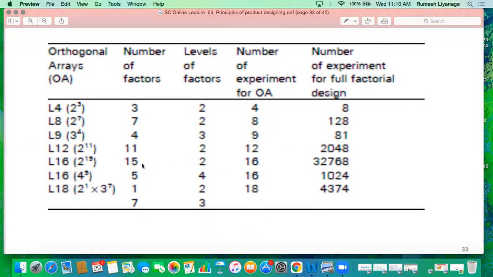And here you can also see if there are 15 factors at 2 levels, only 16 trials for Taguchi's design and orthogonal arrays, but somewhere around 32,000 for factorial design, which is impossible. It is impossible to do. So that is the importance of using Taguchi's and orthogonal designs, right?